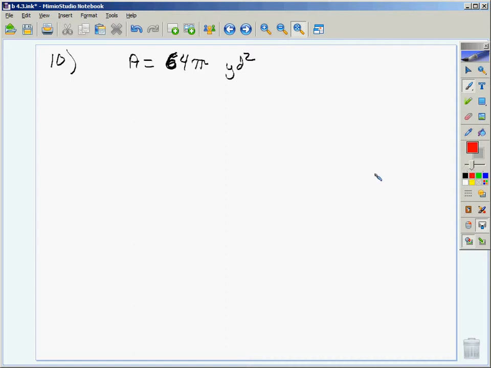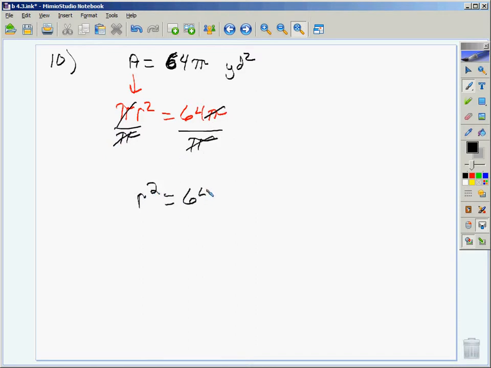Remember that everything is driven by a formula. What's the formula for area? Pi r squared. If I'm trying to get r by itself, the first thing I'm going to do is get rid of the multiplication. I'm going to divide by pi. I'm left with r squared equals 64. What is the opposite of squaring something? Not dividing. The square root is the opposite.